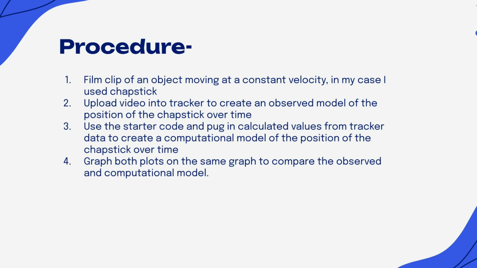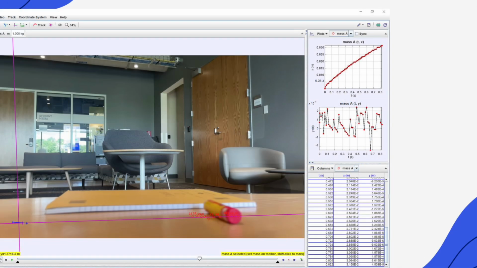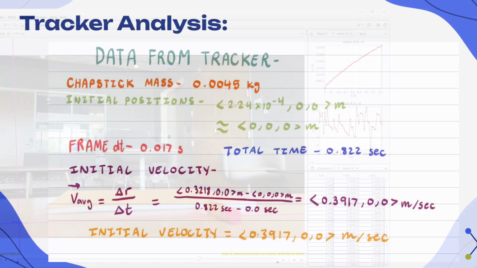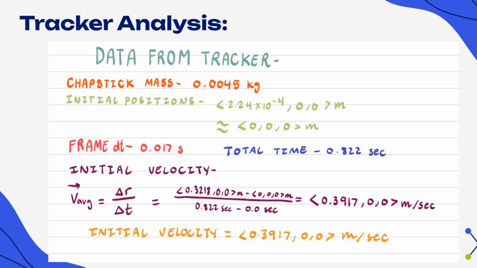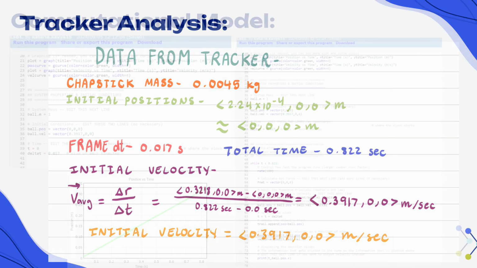So within Tracker, as you can see, I've imported my video, and it gives you a graph which is fairly linear but still does have a slight curve to it, as well as a data table of the time and the position, which we can then put into Google Sheets to analyze. Additionally, it gives us values that we can use to calculate our initial velocity. The initial position is essentially 0 meters, and the total time is 0.228 seconds. So we calculate the initial velocity by doing delta r over delta t to get 0.3917 meters per second.